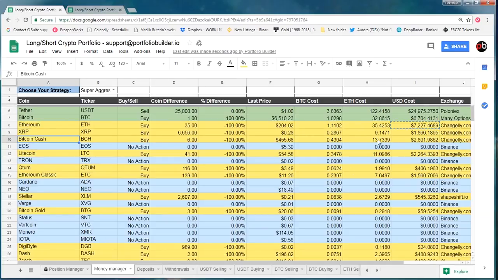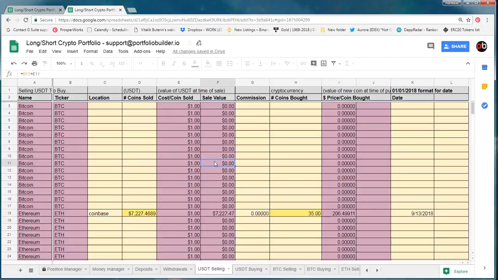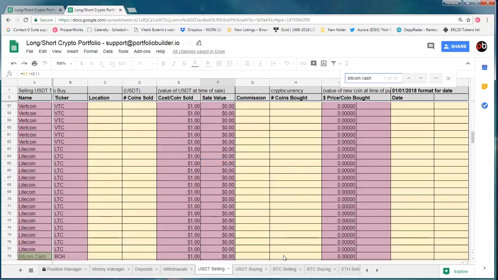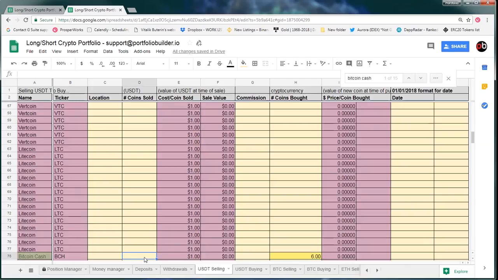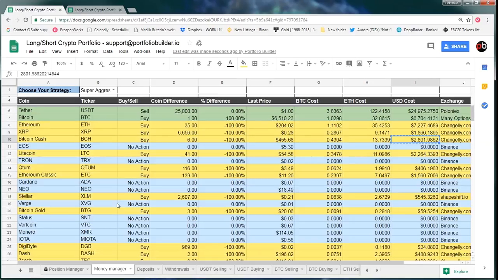Bitcoin Cash. We're going to buy 6 Bitcoin Cash. Here's a good trick. Hit Control F. You'll pop up this. Type in Bitcoin Cash. Voila. Column H. Just always look at the titles to make sure you're in the right spot. It's going to cost $2,801, which goes right here. $0 commission cost. I can put in the date so I can track when I did this. Initial purchase of Bitcoin Cash. Coinbase. Okay, let's go to the next coin.